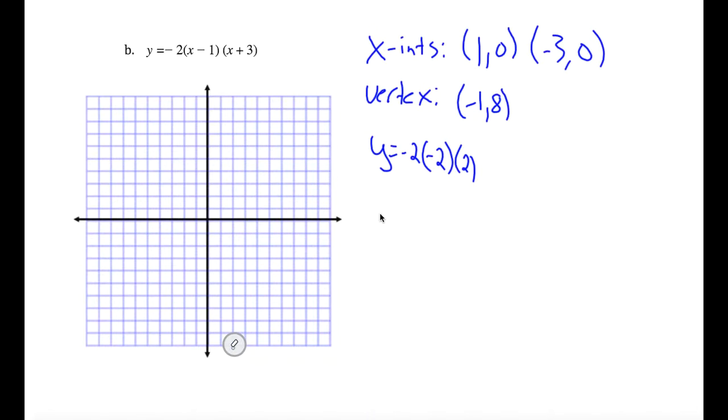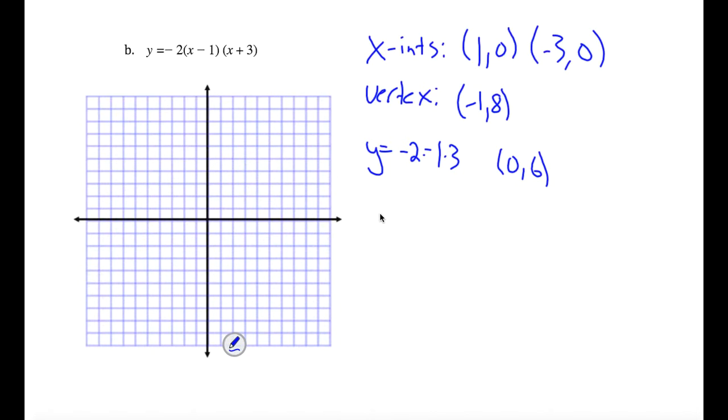Then I still need my y-intercept. My y-intercept, I'm plugging in 0 for x, so if I do that, I get y equals -2 times 0 minus 1 is -1 times 0 plus 3 is 3. What I end up getting there is +6. So my y-intercept is 0, +6. Looks like I have enough to actually make a nice complete graph here.